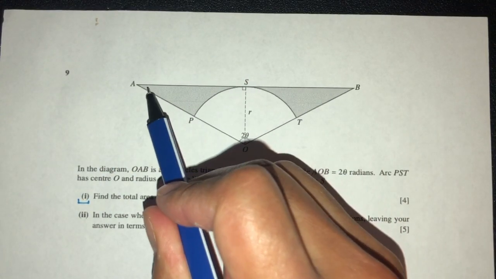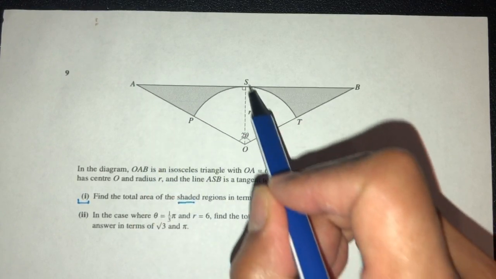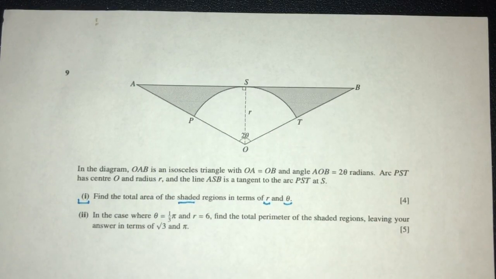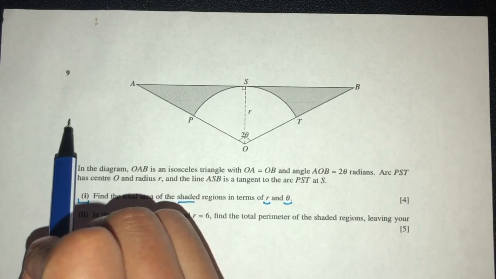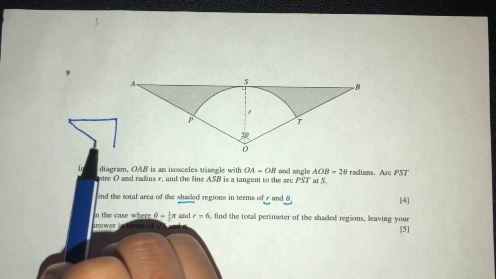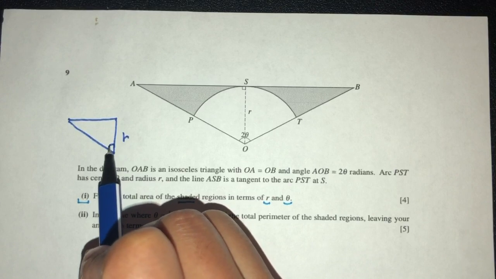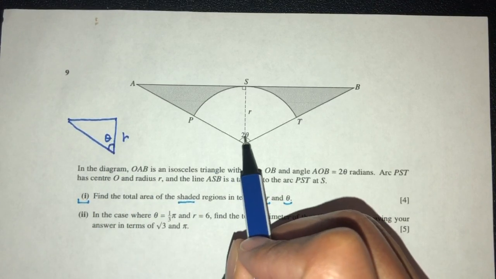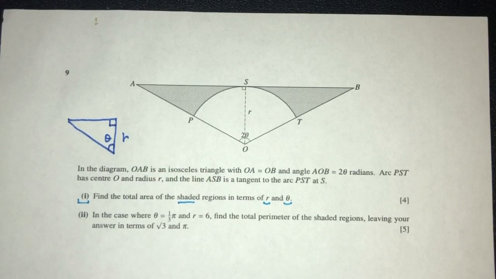So to find this area, I can first find the whole area. Now what is the whole area? It is the area of a triangle, right? So let me draw this. I have this over here, this, and this. This is r, this is theta, because this whole thing is 2 theta, this is theta. This is 90 over here. And what else do we know? That's all we know.